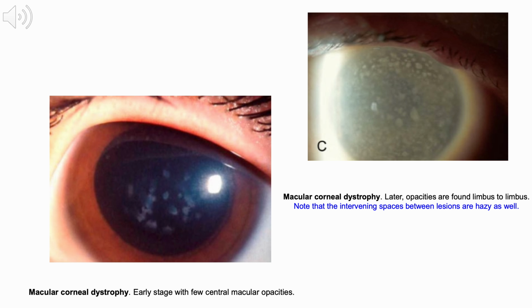An important point is that not only the opacities themselves, but also the intervening stromal spaces become hazy. This diffuse haze contributes significantly to the vision loss patients experience. This slide really highlights how the disease progresses over time, from focal early changes to widespread corneal clouding.